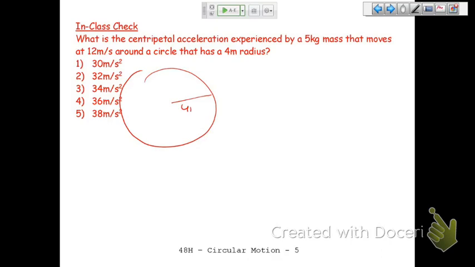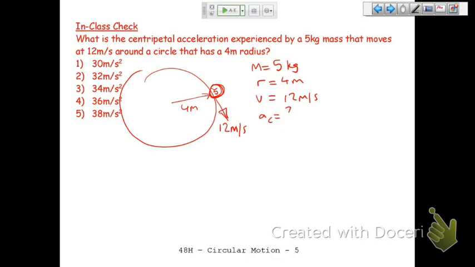So here's my 4 meters. And that's going to be a 5 kilogram mass. And it's traveling with a tangential speed of 12 meters per second, constantly around there. And we say, what do I know? M is equal to 5 kilograms. R is equal to 4 meters. V, I'm going to call it V, its speed, is equal to 12 meters per second. And I want to find my AC.